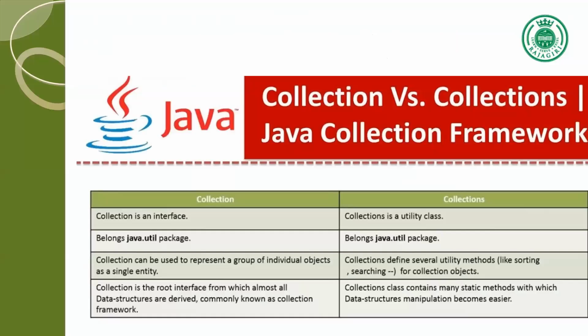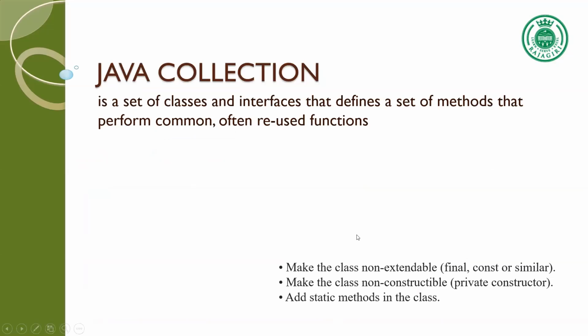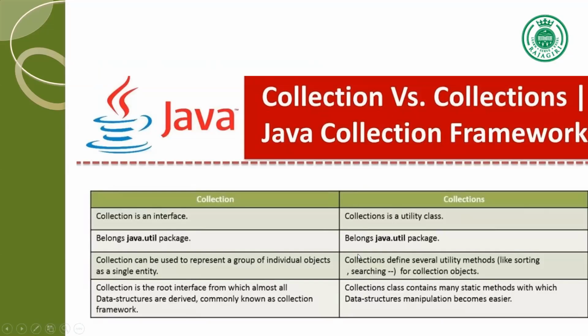Now, Collection is an interface while Collections is a utility class. Both belong to the Java util package. Collection, we use for a group of individual objects. Usually we use it for your data structures like list, tree, hash set and all. You use Collection for that.